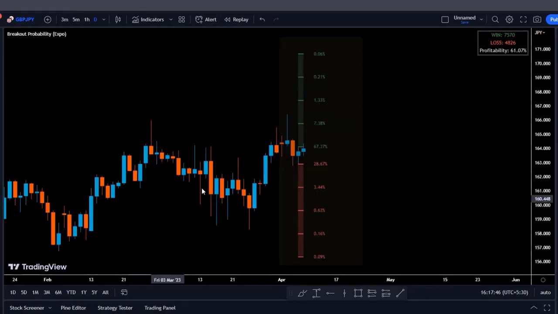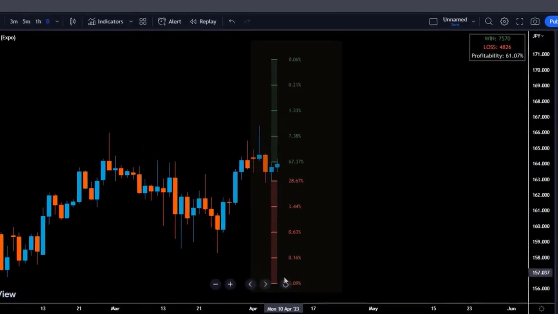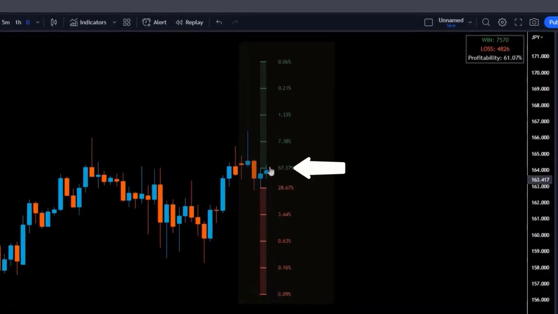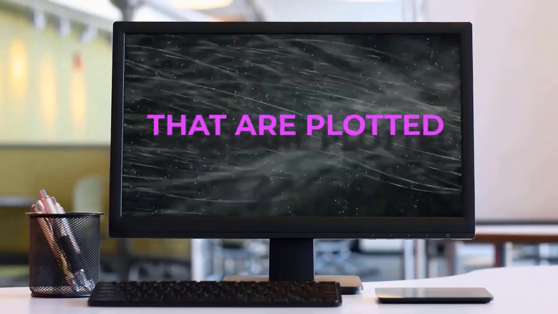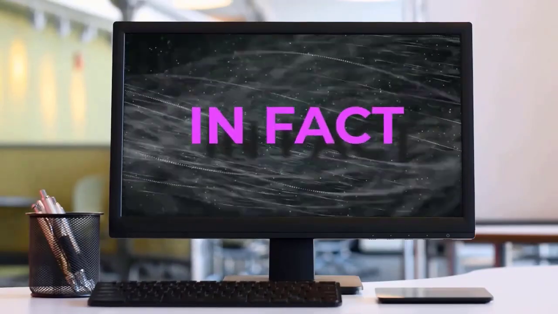As you can see, the indicator plots levels on the chart along with the chance of the level being hit. So in this case we can see that there was a 67.37% chance that the candlestick would reach this level. And as you can see, the level was indeed reached. The numbers that are plotted on the chart aren't random, in fact.